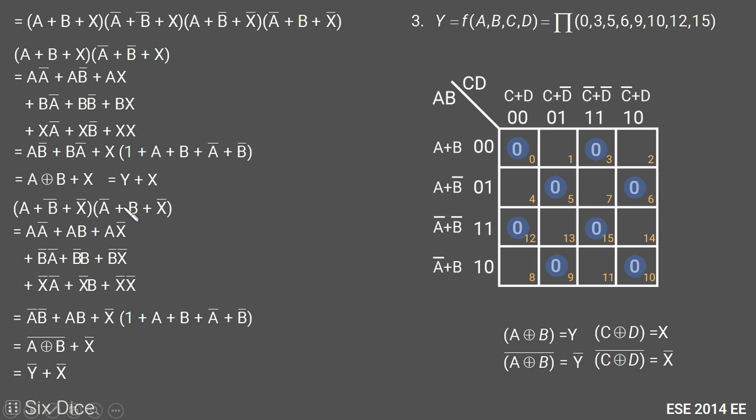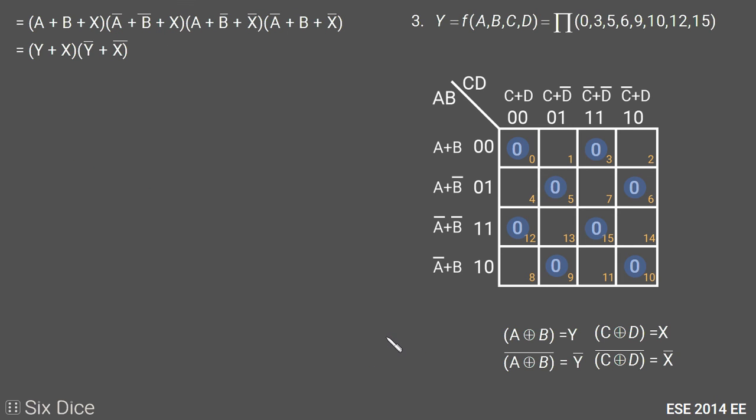Now we end up with two terms, y plus x and y bar plus x bar, in both the small brackets. Now after simplification, we will get y into y bar plus y bar into x bar plus x into y bar plus x into x bar. x into x bar and y into y bar will become 0, and we will get y into x bar plus x into y bar, which is nothing but XOR of y and x.